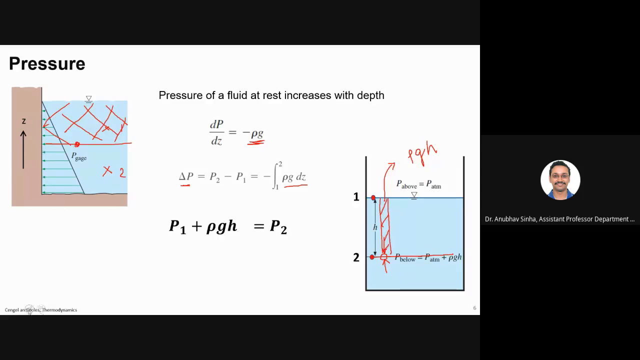So let me delete this first. Let us say I am talking about these 2 points, P1 and P2, point 1 and point 2. How do I calculate pressure at point 2 if I know pressure at point 1? When I am going down, I will add rho gh. P1 will anyway be equal to atmospheric pressure. So P1 plus rho gh will give you P2.